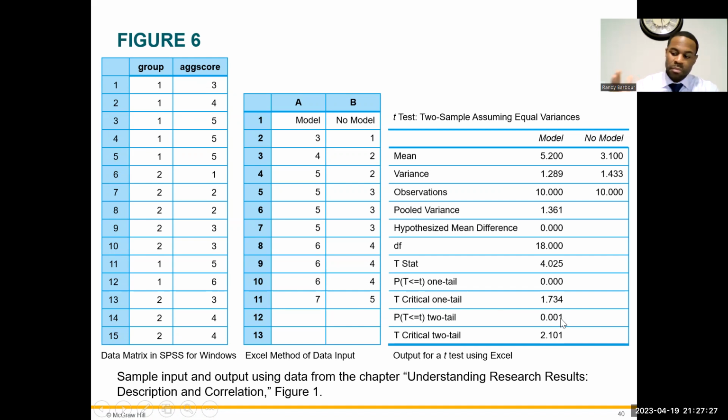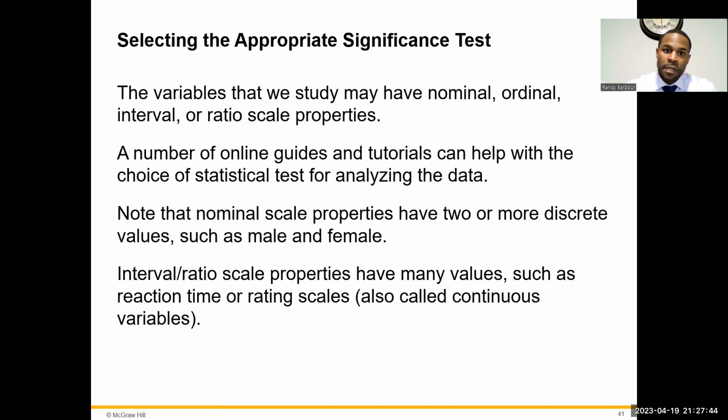That means again, you got a 5% significance level, it's 0.01%. That means you want to reject the null hypothesis. There's a significant difference between the model group here and the no model group there. Okay. We'll talk about the ways in which we talk about those different significance tests.